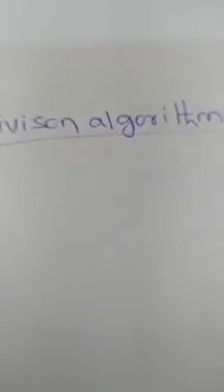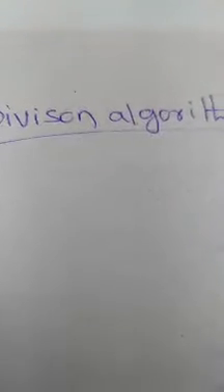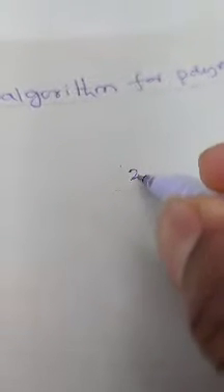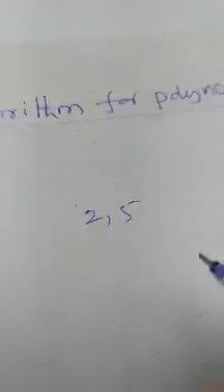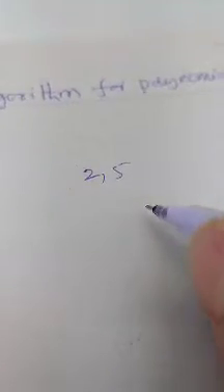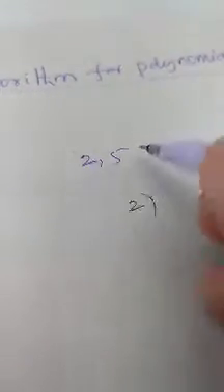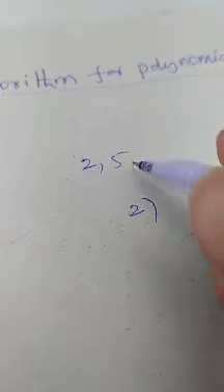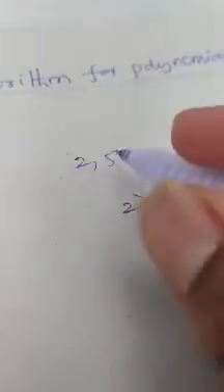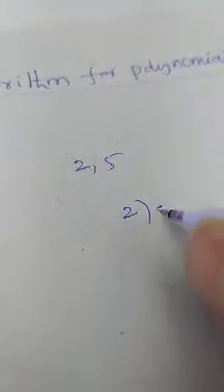Hello students, today we are going to discuss the division algorithm for polynomials. As you know how to divide numbers, suppose I take two positive integers, 2 and 5. How do we divide the largest number by the smallest number? We always divide the largest number by the smallest number. Suppose I am dividing 5 by 2.